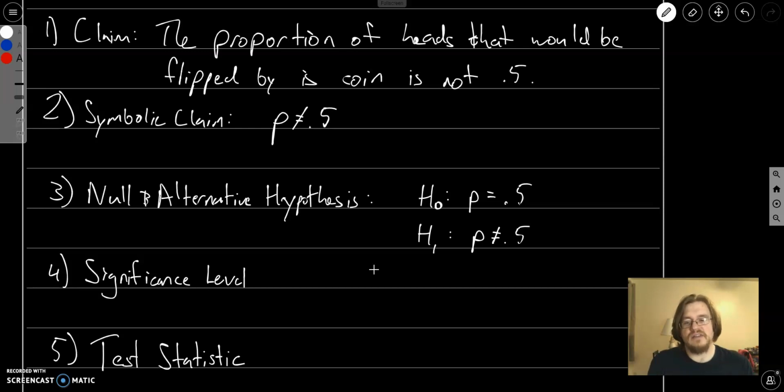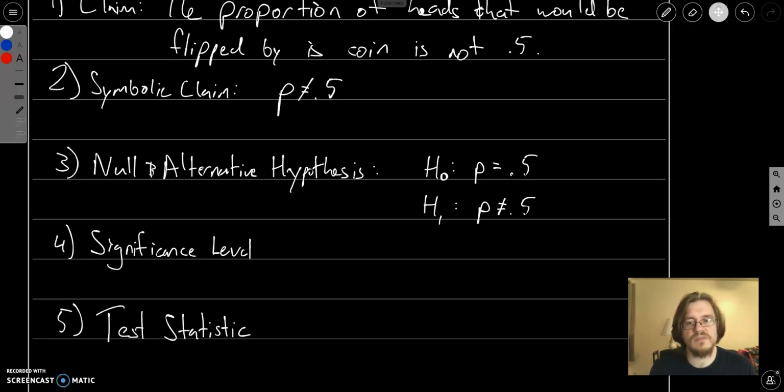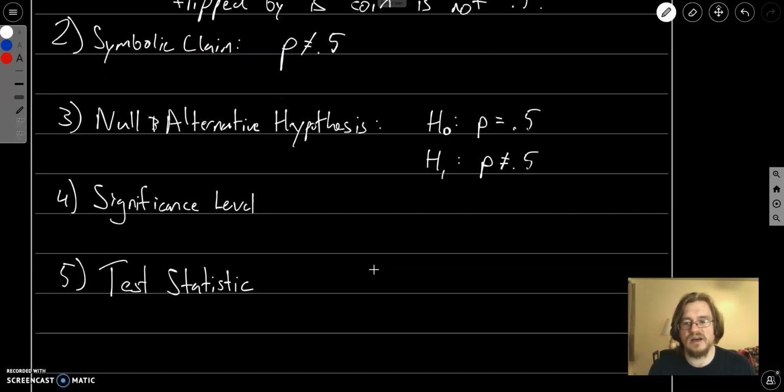So again, the null hypothesis is when we say that the probability is equal to that value, and the alternative is when we say that it's not equal, or greater than, or less than. In this case, it's just going to be not equal to. Our significance level, we just had alpha is going to be 0.05, just like a standard significance level.